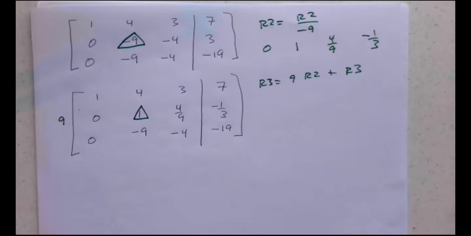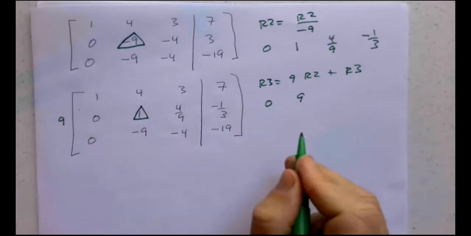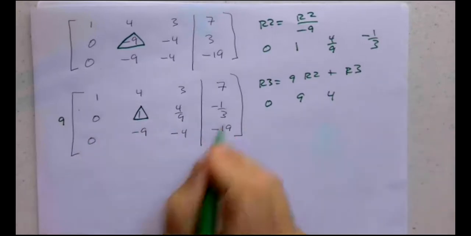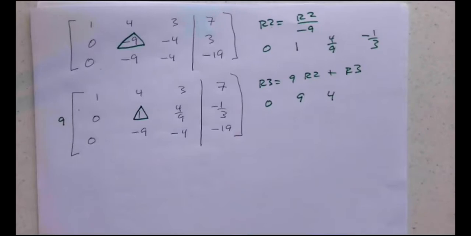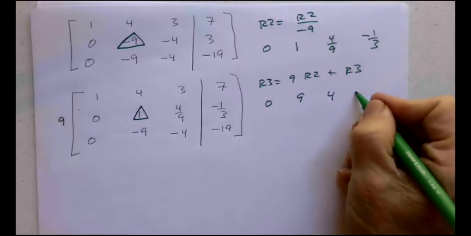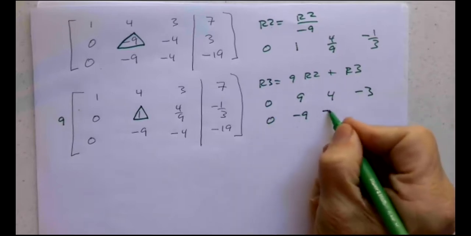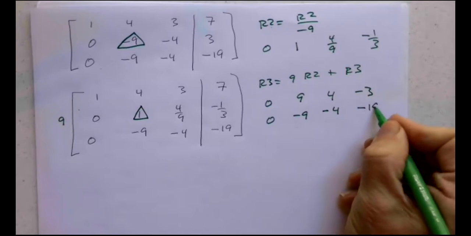Well, that's going to require some fraction work. 9 times 0 is 0. 9 times 1 is 9. 9 times 4/9 is 4. 9 times -1/3, what is that? In case you want to see, 9 times -1/3 gives us -3. So this is a good problem to have the calculator handy. And then we're going to add the old row 3, which is 0, -9, -4, -19.